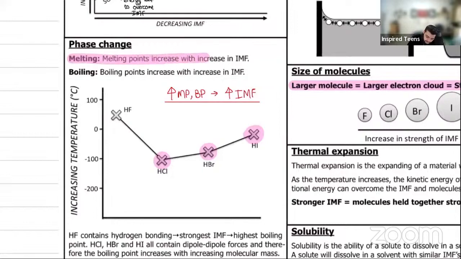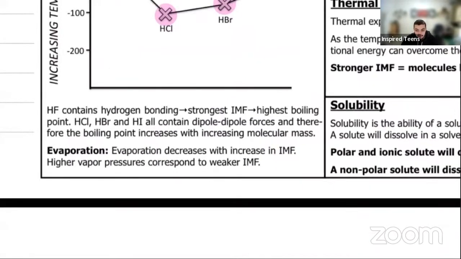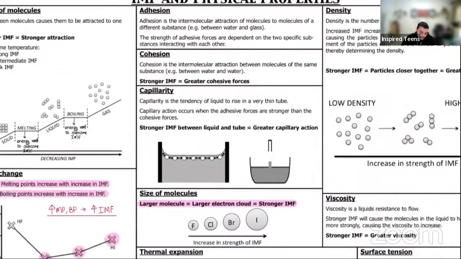I guess we can highlight this. Melting points increase with intermolecular forces, boiling points increase with intermolecular forces. That's the relationship that forms. Evaporation decreases with an increase in intermolecular forces. High vapor pressures correspond to weaker intermolecular forces. This is another relationship. The higher the evaporation, the lower the intermolecular force. So this one is an inverse relationship. Okay, I'll answer your question in a bit.